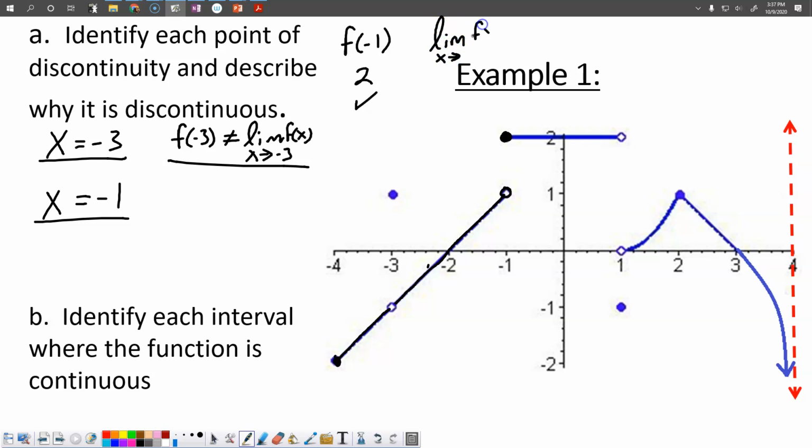What is the limit of my function as x approaches -1? Now, we have to do it from the left and the right. So from the left, the limit is approaching a y value of 1. And from the right, we're approaching a y value of 2. Oh, wait, sorry, back up. But since my limit from the left and the right are not the same, the limit does not exist. All right, so we're done. There's our answer. The reason there's a discontinuity there is because the limit does not exist.